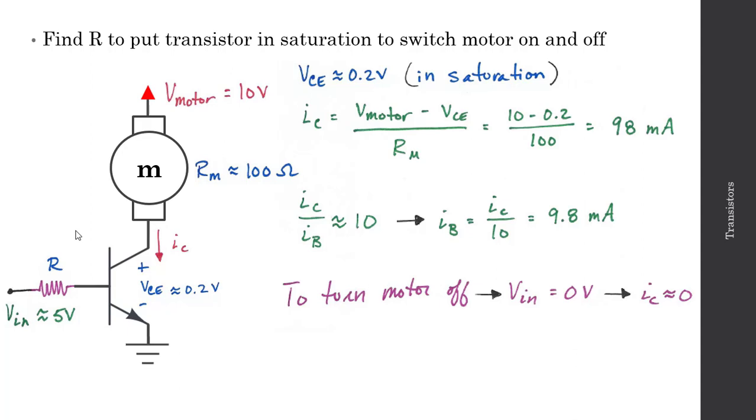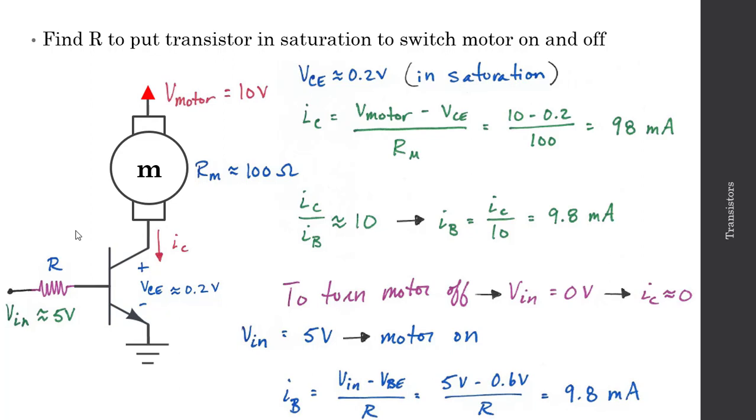And when we turn the motor on using an Arduino, right, we'll send Vin to 5 volts. And thus we can now calculate the current through the base. So IB will be equal to Vin minus the voltage associated with the diode drop, so VBE, divided by R. So that'll be 5 minus 0.6 volts over R is equal to 9.8 milliamps. And this tells me then that I need a resistance R of approximately 450 ohms.